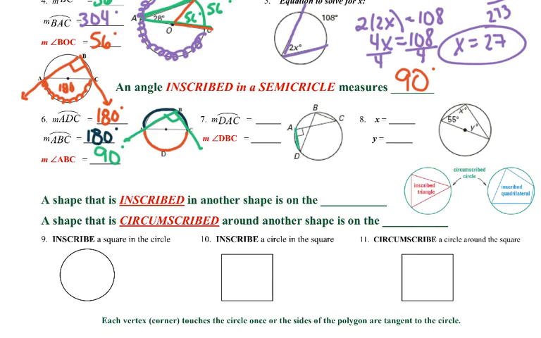Here they're telling me the angle is 90, so then that means that the arc here is double that, 180. So arc DAC, which is the rest of the semicircle here, is also 180. And then this other angle, DBC, is also inscribed in the semicircle, so it's also 90.